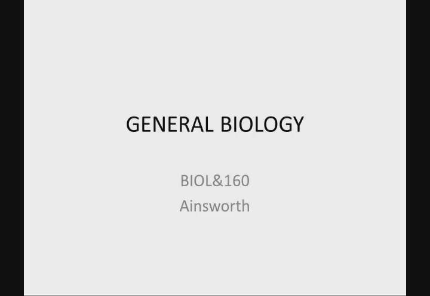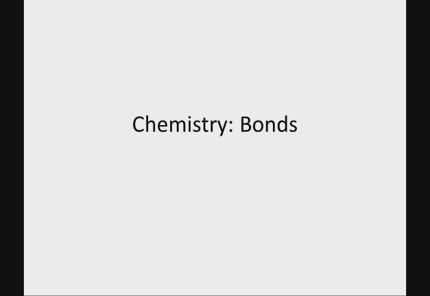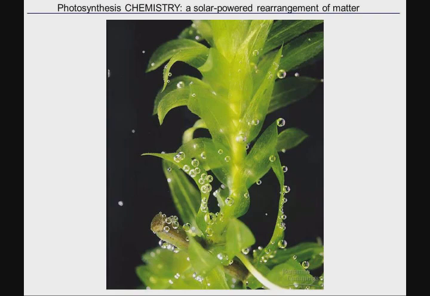So as we continue our crash course in chemistry, let's talk about bonds. There are two major bonds that we're going to look at, ionic bonds and covalent bonds. But this idea of bonding, the idea of taking different types of matter and combining and rearranging it, that's chemistry. And what we see here in this picture is a plant doing photosynthesis.